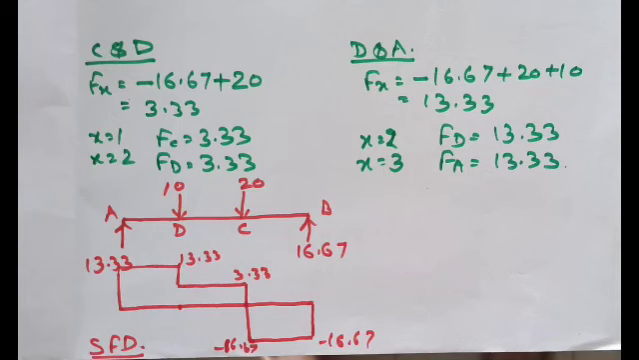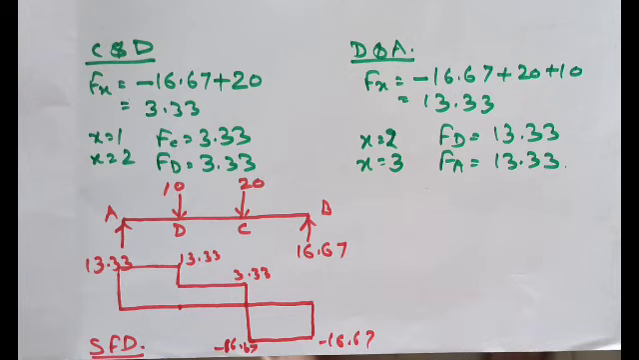Now take another section between C and D. While we take the section between C and D, see how many forces are there. Only two forces are there up to the section. One is minus 16.67 and the other is plus 20. Since 20 is acting downward, it will be taken as positive.